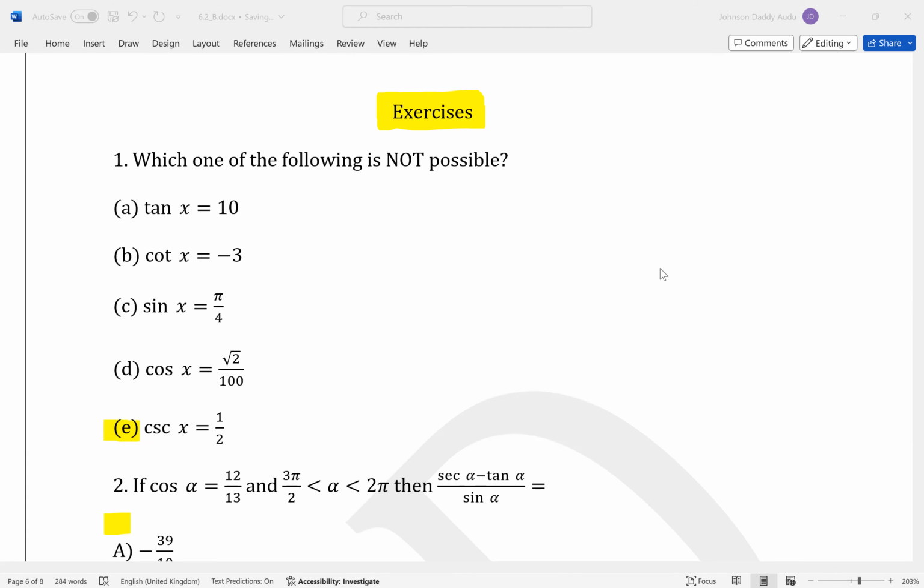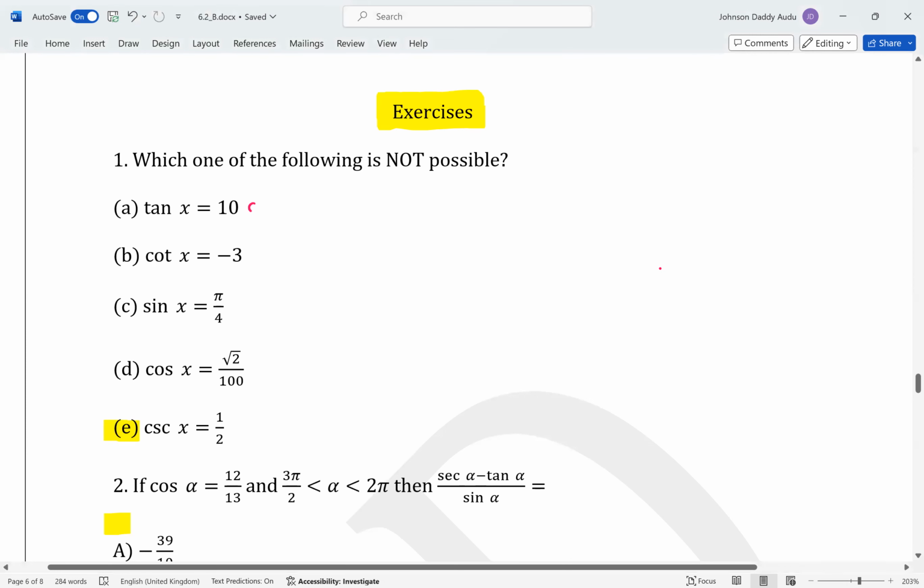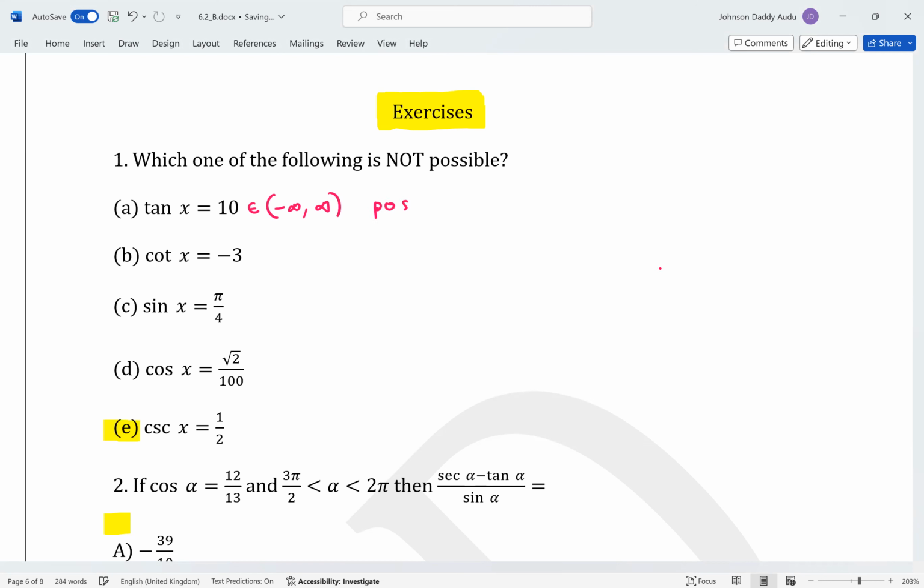All right, so here we'll be solving some exercises for section 6.2. Now, I want to see if they say which of the following is not possible. So here we have to use the range. So we know that this tan is between minus infinity to infinity, right? So it means that this is possible, right?